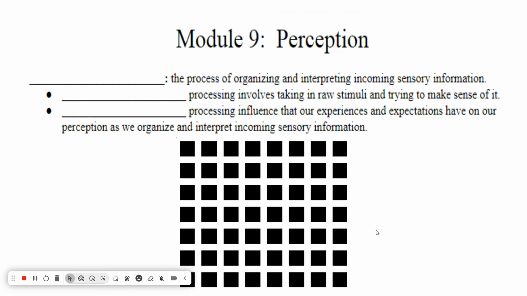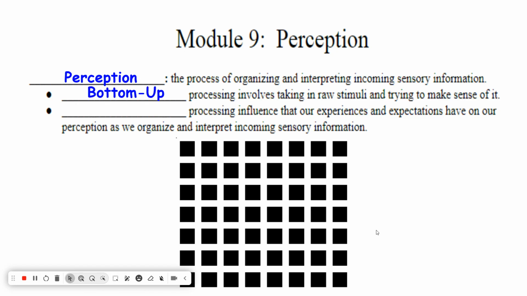So you can take a moment, look at that. But I'm going to move ahead, and we're going to talk a little bit about perception. Perception is the process of organizing and interpreting incoming sensory information. Now, I'm going to tell you this: it's not perfect. How one person perceives a stimulus is going to be different than someone else. But we do use similar processes of interpreting this.